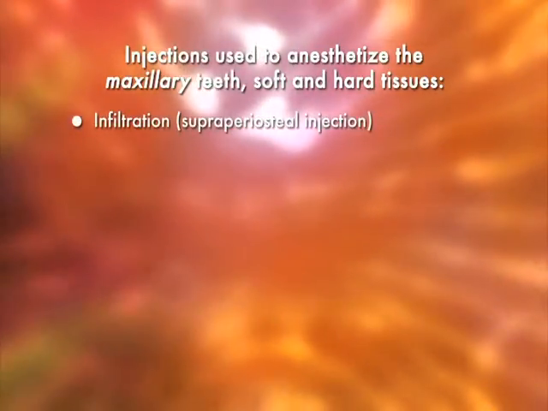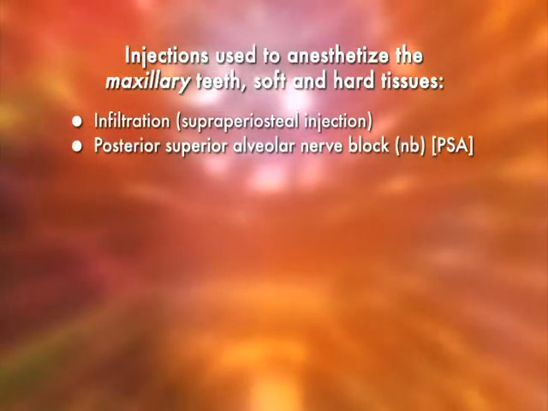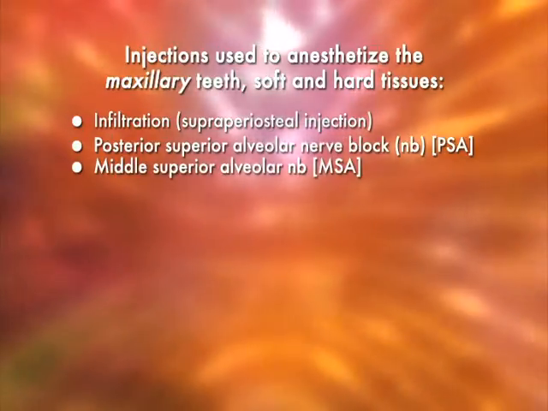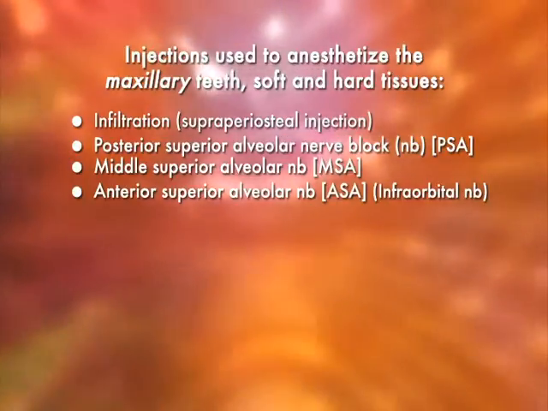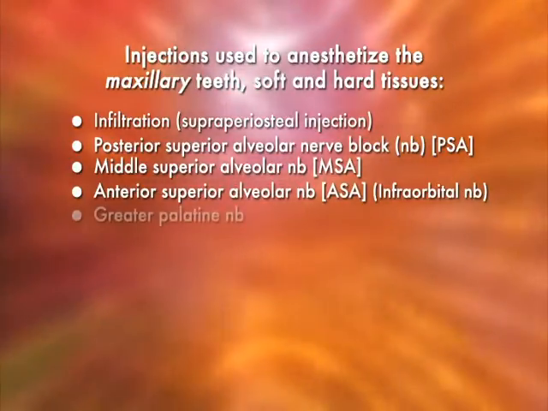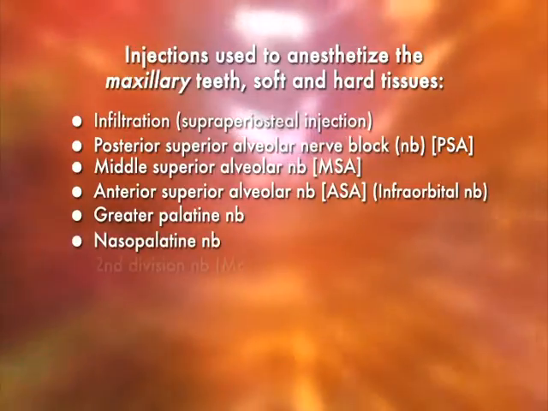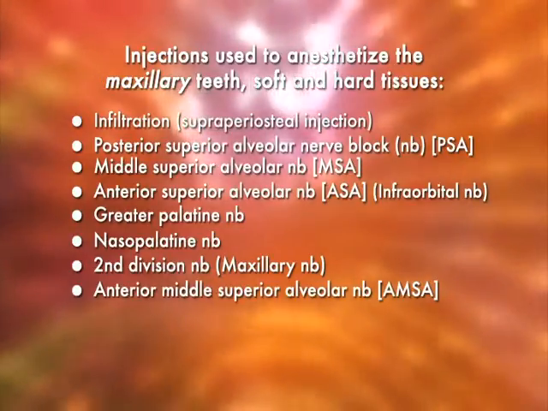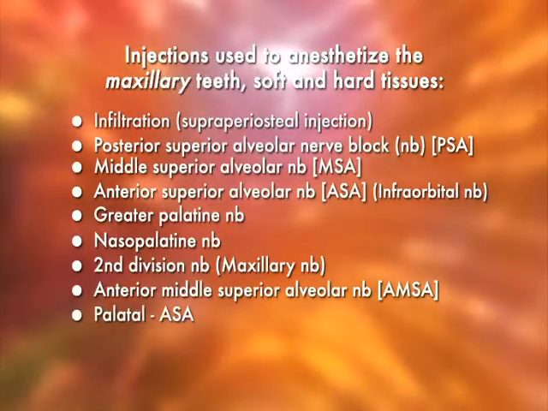Infiltration or supraperiosteal injection, posterior superior alveolar nerve block, middle superior alveolar nerve block, anterior superior alveolar nerve block, also known as the infraorbital injection, greater palatine nerve block, nasopalatine nerve block, the second division nerve block, the anterior middle superior alveolar nerve block, and the palatal approach to the ASA.